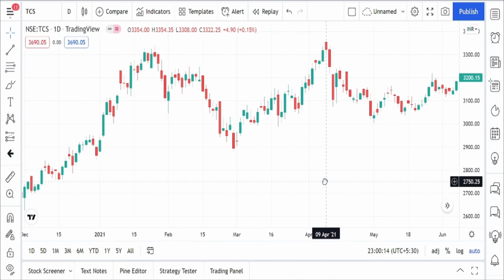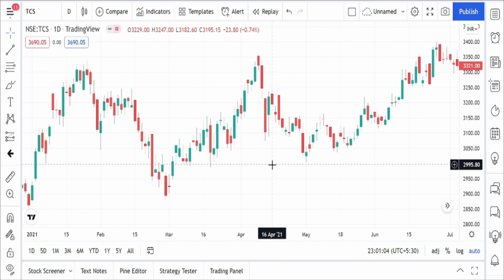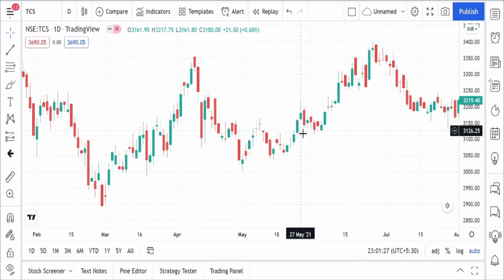So friends, to summarize, spinning top or doji candlestick patterns are like a calm before the storm. We need to be very careful, and mostly these spinning tops and dojis convey indecision about the future trend. Either the bulls or bears were not able to influence the market. So that's all about spinning tops and doji.